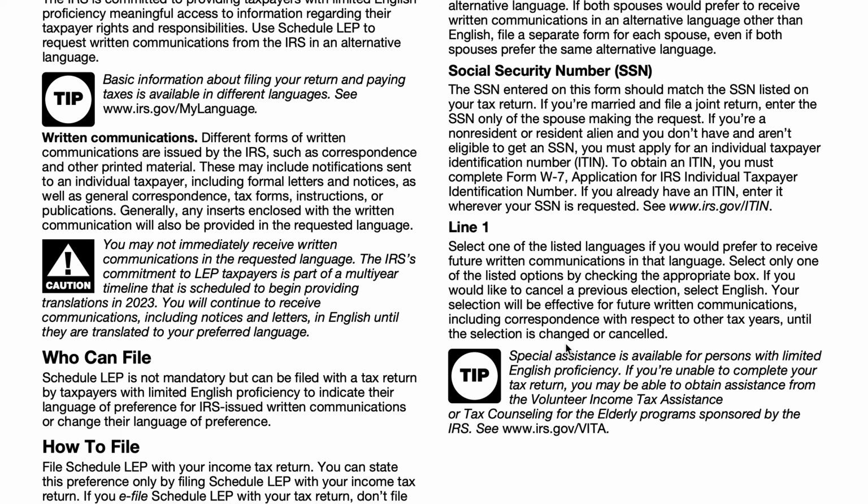So that's all we have for this Schedule LEP. It's a very straightforward form. We covered it in depth in our article.